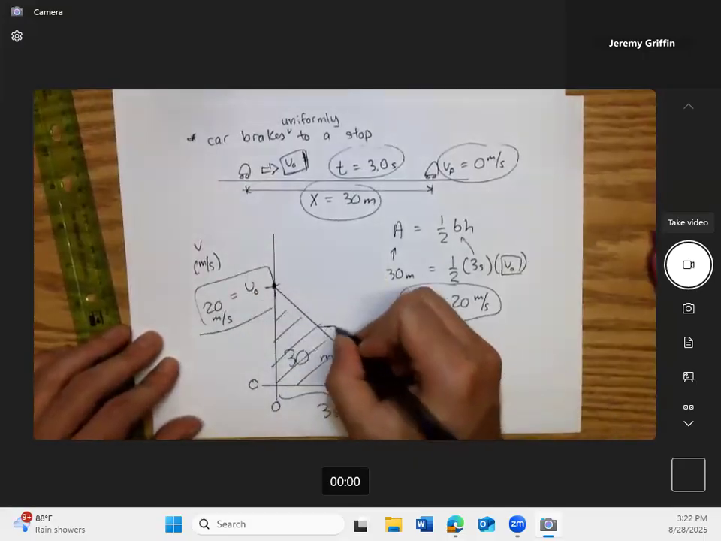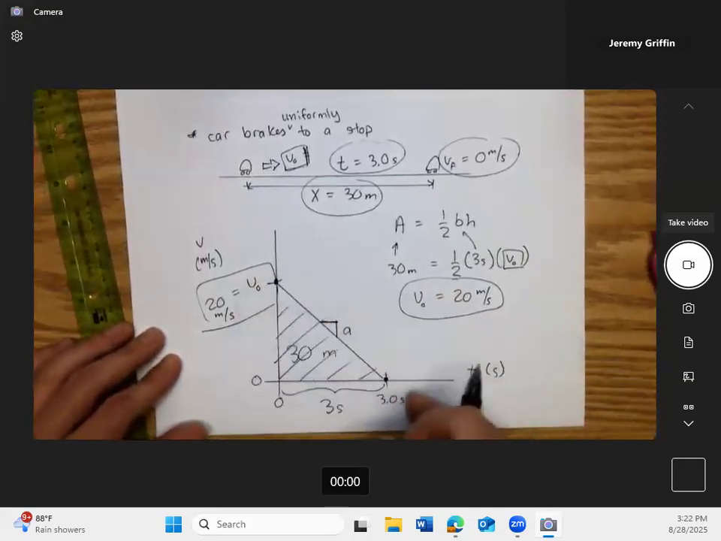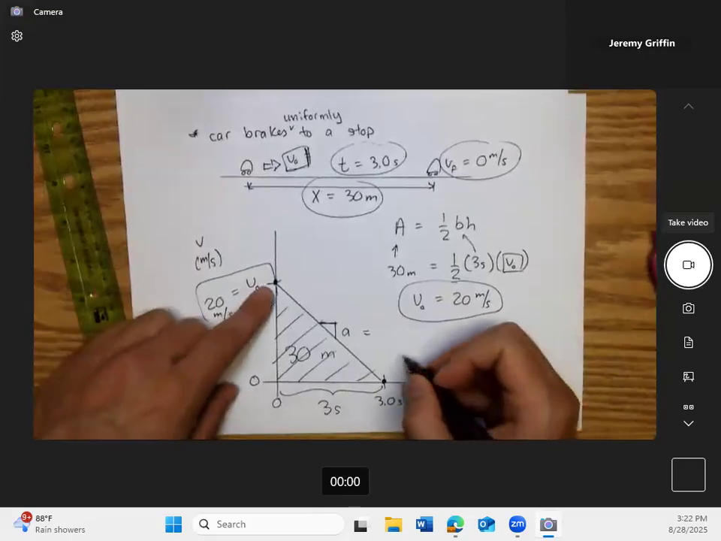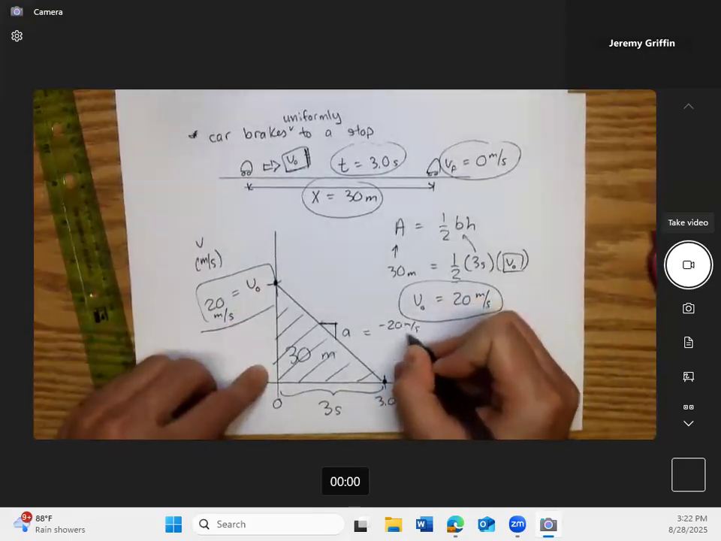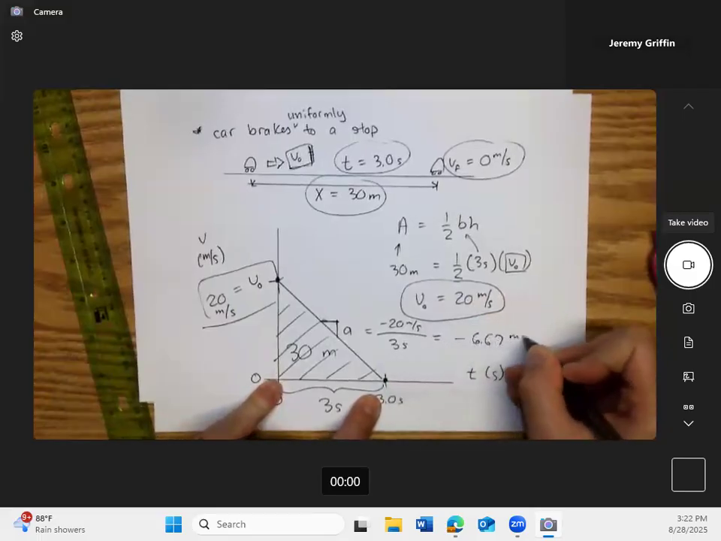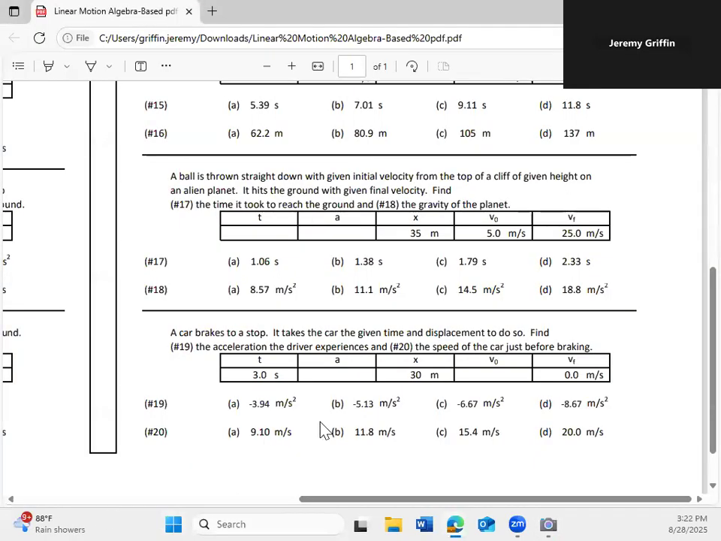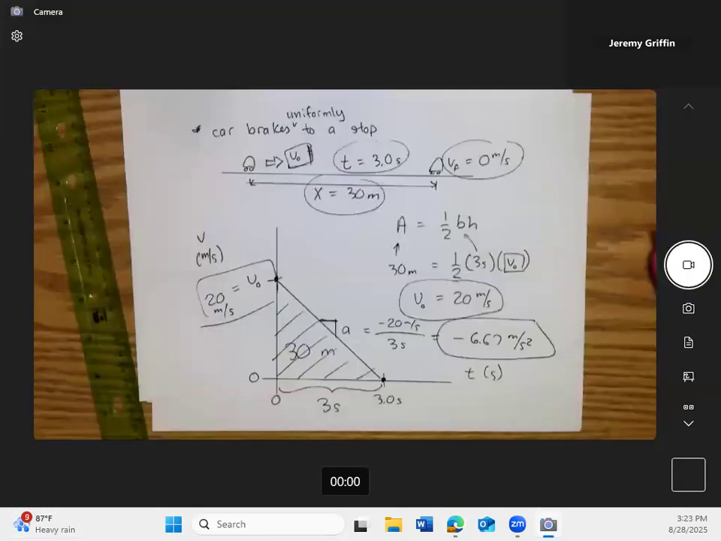How about the slope is equal to the acceleration, isn't it? And how do you get slope? What divided by what? Rise over run. It looks like this went down 20 meters per second across 3 seconds. Like negative 6.67 meters per second squared. There's the acceleration right there. That's it. So 20 meters per second initial velocity, negative 6.67 meters per second squared acceleration. Are those options? Here's the acceleration. Boom. Here's the initial speed. Boom. That's right there. Okay. This is good. Again, you could use the three kinematic relations also.